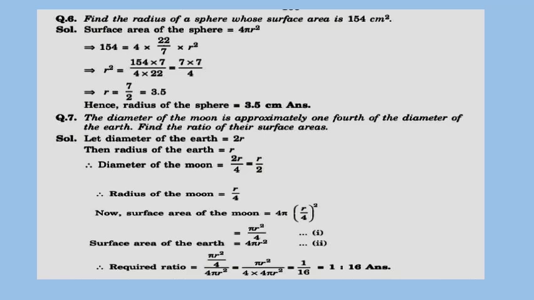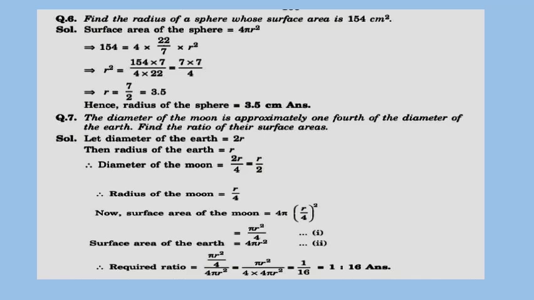Now the diameter of the moon is approximately 1/4 of the diameter of the earth. Find the ratio of their surface areas. Now here we have to take the diameter of the earth as d, that is d is nothing but 2r, and then the radius of the earth is r. Diameter of moon is 1/4, means diameter of the earth divided by 4, that gives you r by 2. So the radius of the moon is again diameter divided by 2, so that is r upon 2 multiplied by 1/2, that is r by 4.